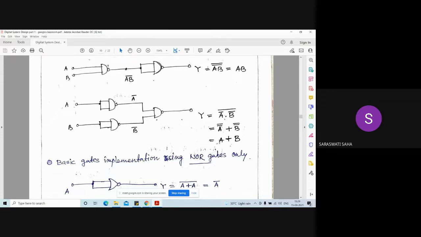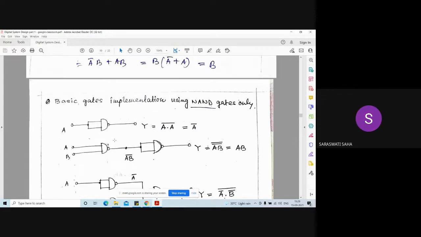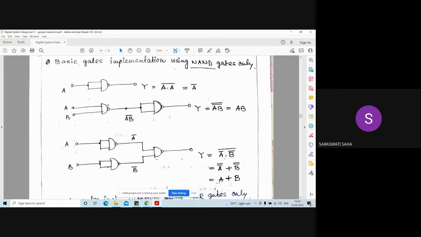Bubbled means actually complement. In an inverter gate, you have seen one arrow sign in the logic symbol and one small circle. This circle is known as a bubble, right? So putting that bar is only a bubble, meaning complement. We are getting the complement, okay?